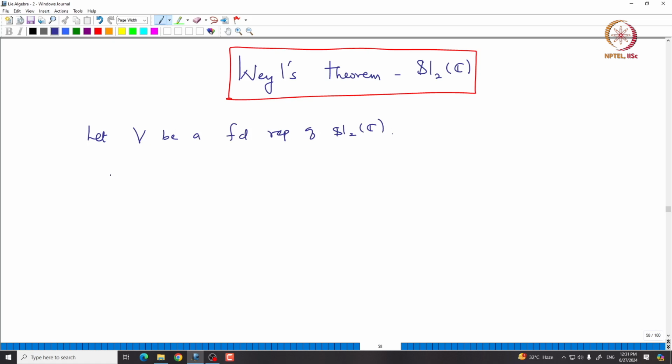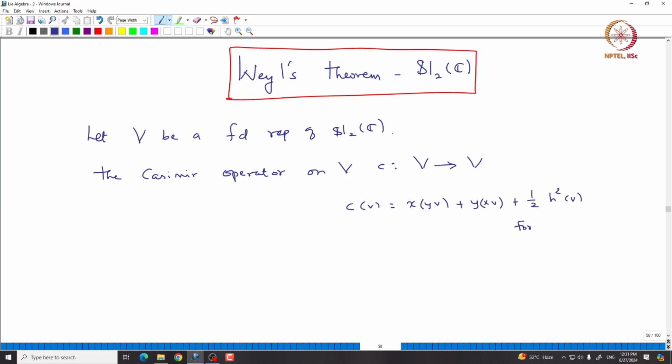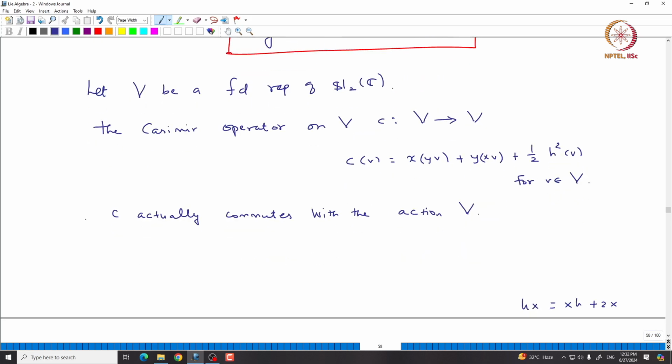So, we have this Casimir operator acting on capital V. That is given by C(v) equal to xyv plus yxv plus (1/2) h squared v, for all v in V. So, we observed that this C actually commutes with the action of sl2. Okay, this is something we already observed.